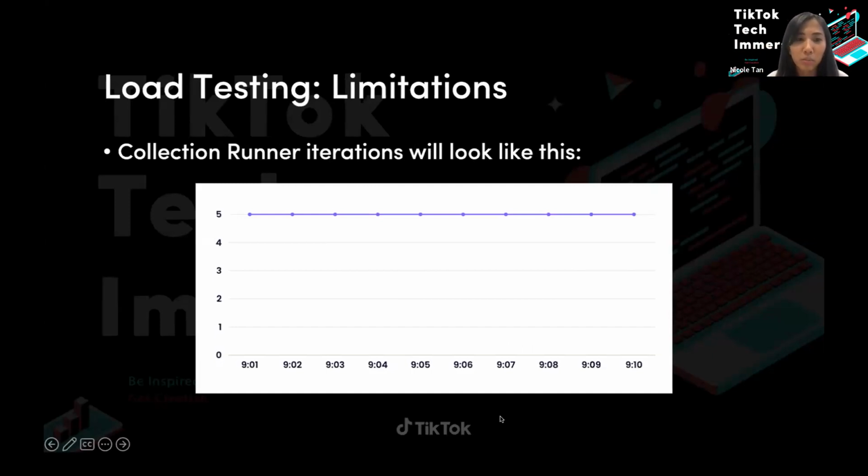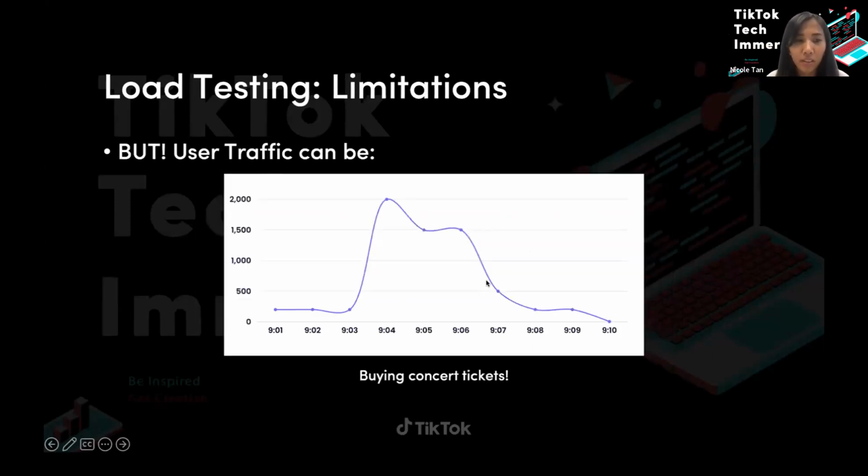But that's not what we want, because user traffic can look like this. For example, we're buying concert tickets. Maybe many of you have tried to buy concert tickets before. When the ticket opens, you can expect a spike of users waiting to buy tickets, and then when the tickets are sold out 5 minutes later, it slowly dwindles down. So you can imagine the load of the system goes from 2000 to 0 very quickly.